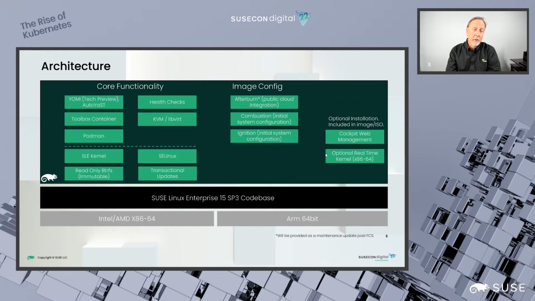And the idea behind transactional updates is that when we apply an update, we will either apply the entire update or we apply none of the update. And the beautiful thing is that, because we're leveraging Btrfs, we'll take a snapshot of the running operating system, we'll update that snapshot, and if all goes well, then we'll make that the new snapshot upon the reboot.